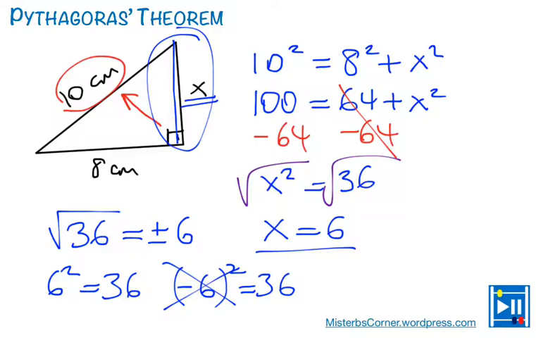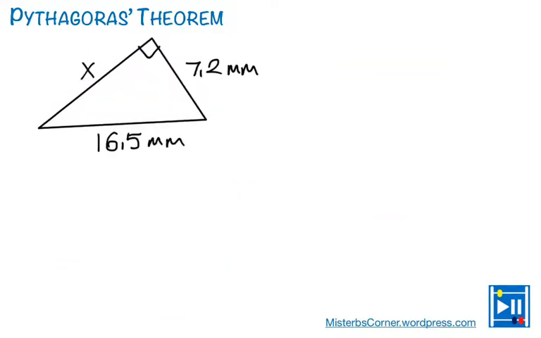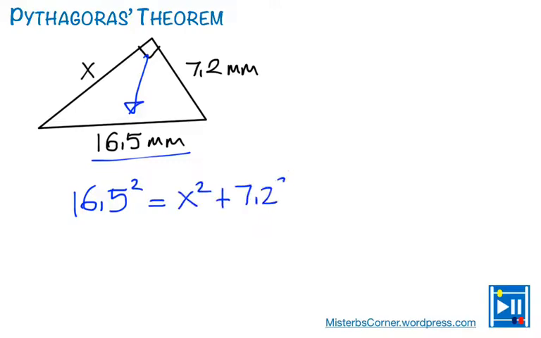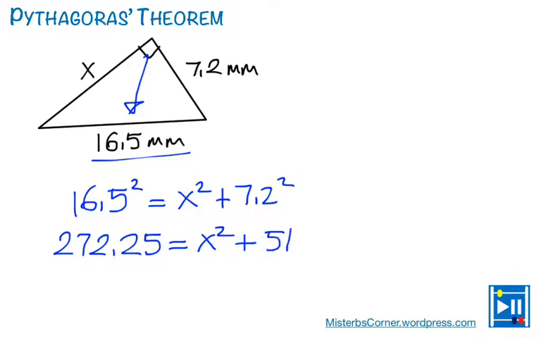One more example. Right, we have to find x again. The first thing, I'm going to find which of these is the hypotenuse. It's right across the right angle. So this is the hypotenuse. This is the one that should be isolated. Right, so this is equal to x squared plus 7.2 squared. And let's calculate these. 272.25 equals x squared plus 51.84.